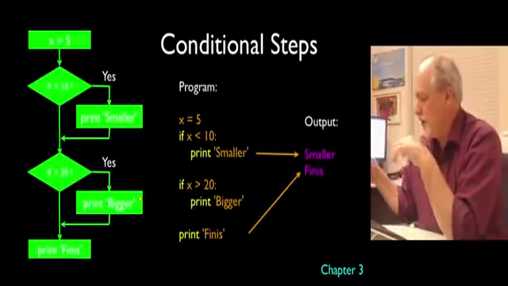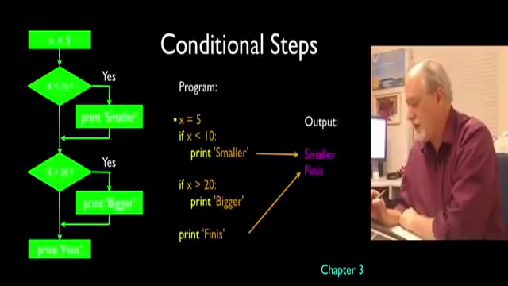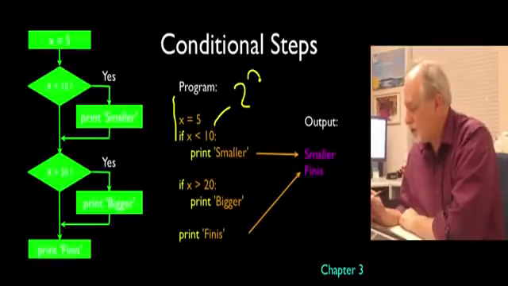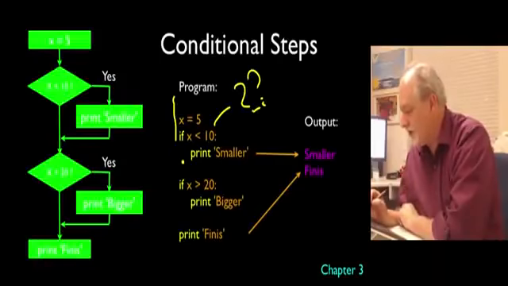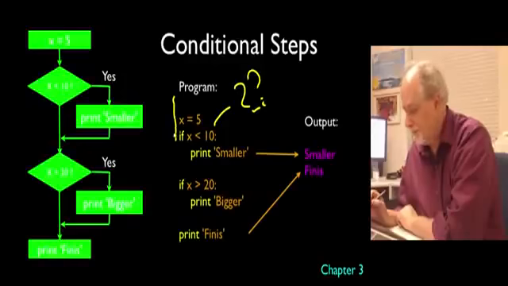So in Python, the way we express this is we use the keyword if. We say x equals 5, and then we say, if x is less than 10, this is a question that's being asked. Is x less than 10 or not? Yes or no? If it is, we execute the indented bit. If it's not, we skip it. In this case, since x is 5, we execute it.